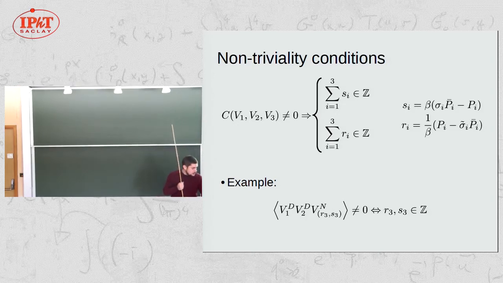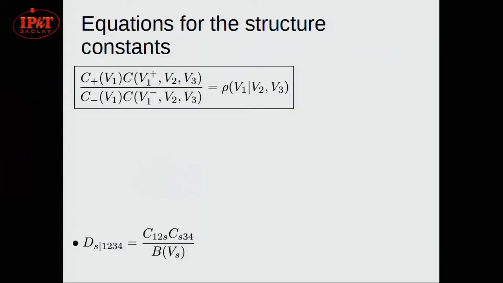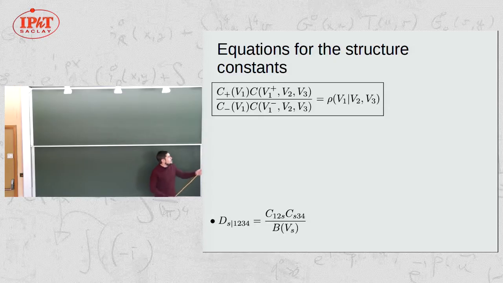Otherwise, this function will always vanish. But provided these non-triviality conditions are obeyed, we have the equation for the 3-point structure constant, which for the moment involves the degenerate OPE coefficients. This could in principle be set by normalization, but again we are trying not to impose anything yet. And we have an analogous equation that comes from the other degenerate field.